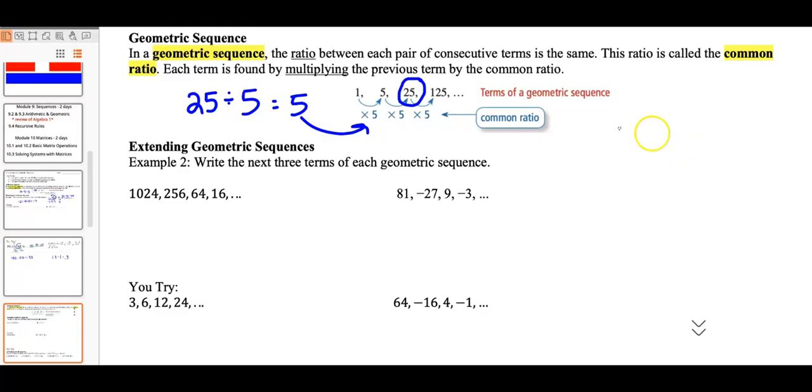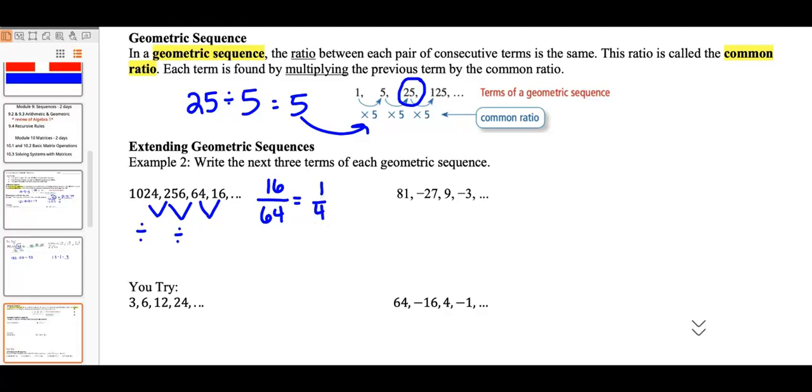So let's look at some examples. Write the next 3 terms of each geometric sequence. So I've got 1024, 256, 64, 16. I can see that these are drastically decreasing, okay? So I know they're dividing by something, okay? Again, if you don't know, we can pick a number and divide the one before it. So what that would look like, I'll pick 16, divide the one before it, okay? And then we'll type that in the calculator. 16 divided by 64 is going to be 1/4.